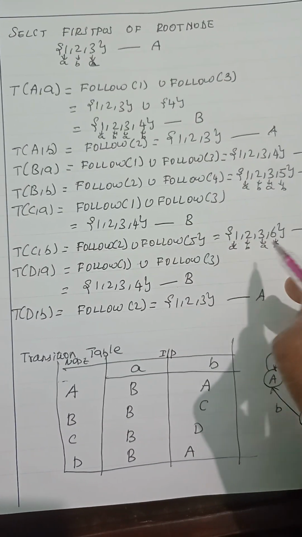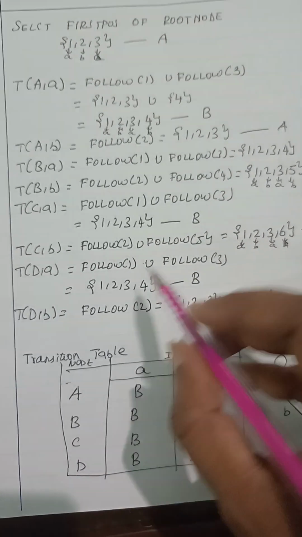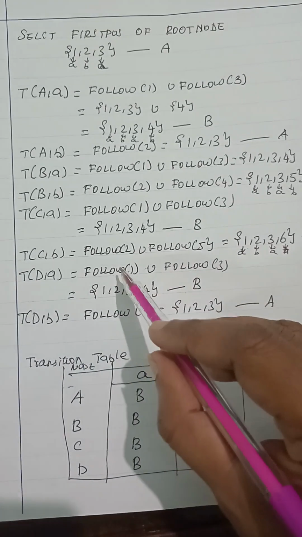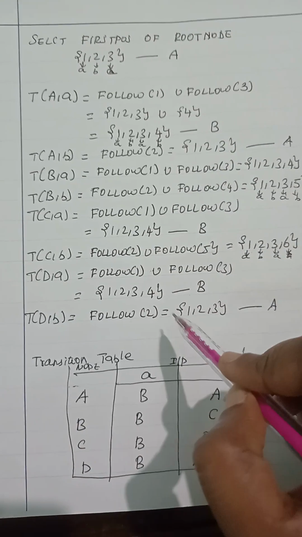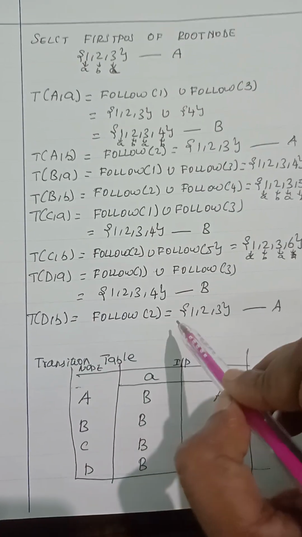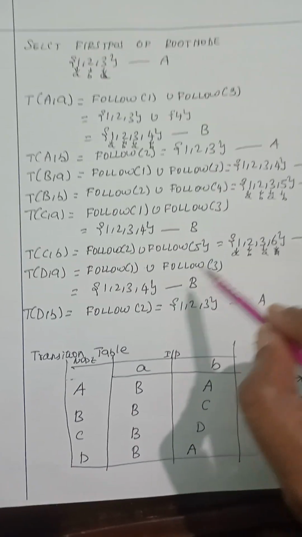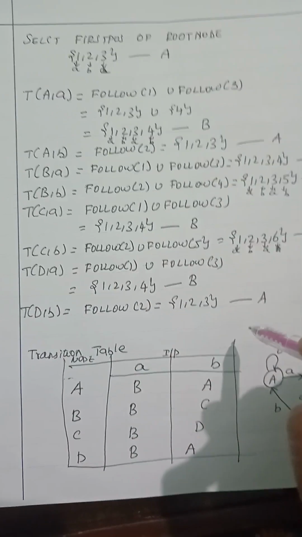Here in 1 2 3 6, 1 and 3 are A, 2 is B, and 6 is the null symbol. So for D comma A, follow of 1 union follow of 3 gives you 1 2 3 4, which is an old set, that is B. And D comma B is only follow of 2, that is 1 2 3, which is also an old set, A. After this there is no other new set, so we terminate the transition operation.